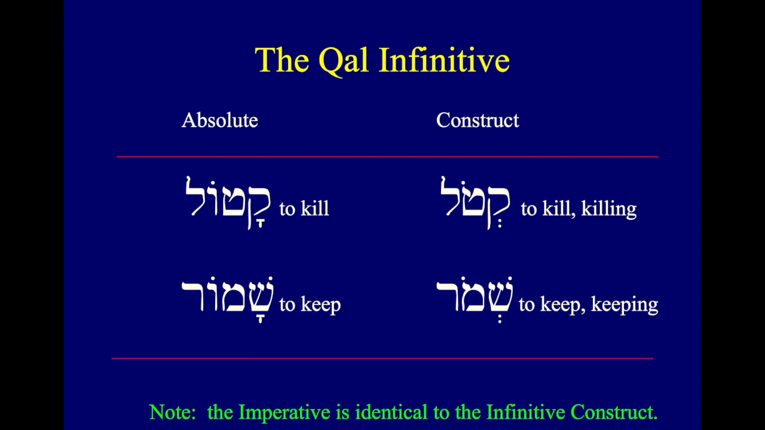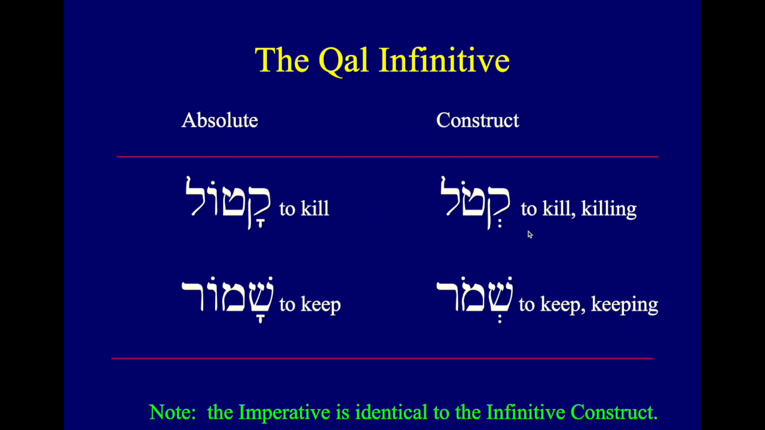It'd be very difficult to build a sentence in which both of those worked exactly the same, and it was really hard to tell the difference between them. It's hard to tell the difference between how they look, but it's not hard to tell which one it is in context in the middle of a sentence. In any event, katol is the absolute form over here on the left, and then shamor. These occur in an absolute state. We'll get to what that is in a little bit.